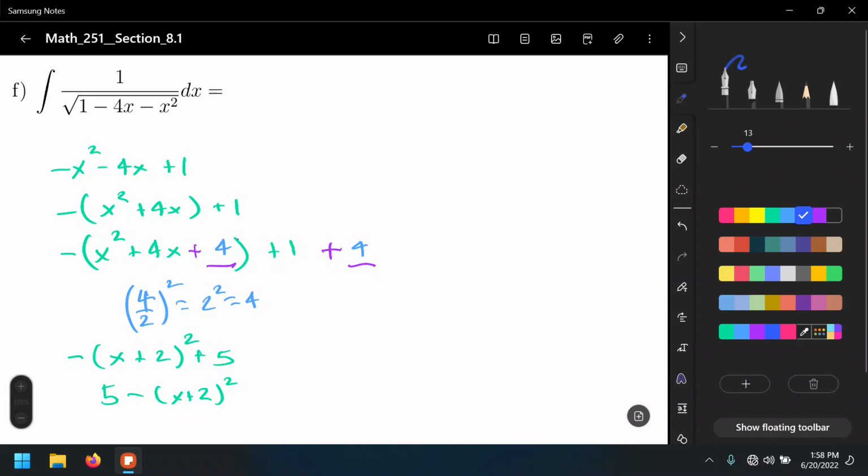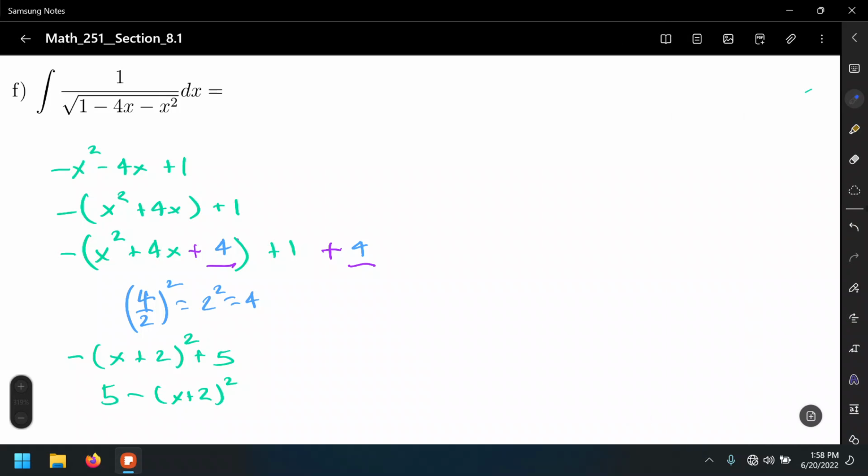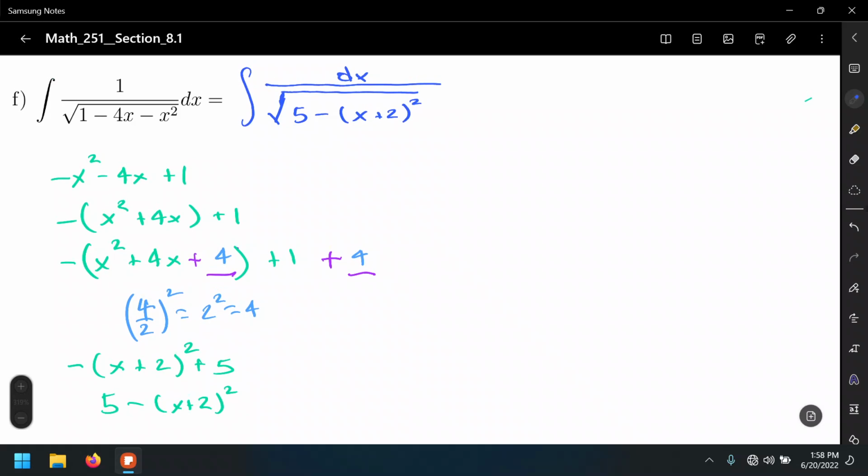And from here, let's go back to the original problem, that is the integral. So I'm going to rewrite the integral of the square root in the denominator, 5 minus x plus 2 squared dx. Alright, and let's have a look at that integral.